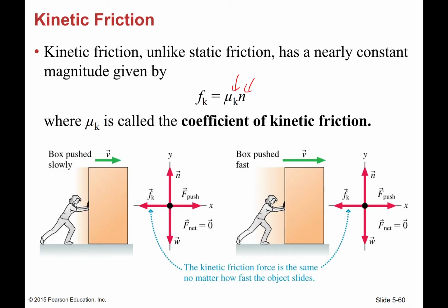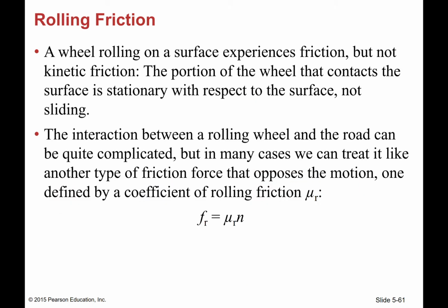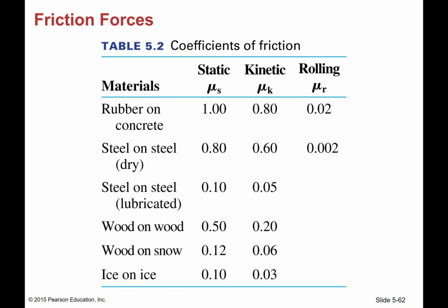The other type of friction that we need to worry about is kinetic friction, and kinetic friction is always equal to a friction coefficient times the normal force. So once the box is moving, the friction is just one force, equal to the friction coefficient times the normal. There is also another type of friction, which is rolling friction, equal to the rolling friction coefficient times the normal.